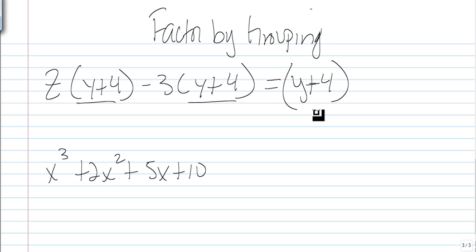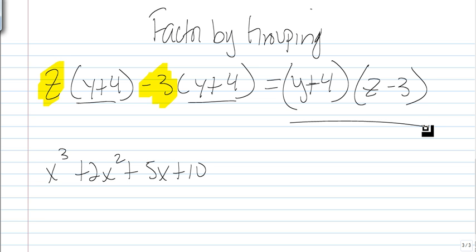Now, what do you see left over? What do you have left over? You have the z minus 3. Okay, so let's write that out. So z minus 3. Now you just factored by grouping. So when you factor by grouping, you want to try to get to that step. And then what you see twice is half your answer, and then what you have left over is the other half of your answer.